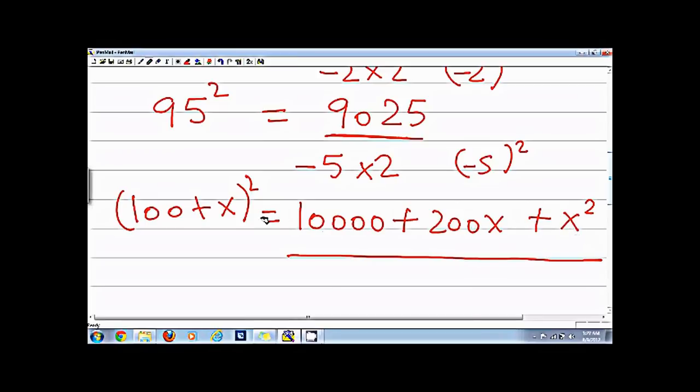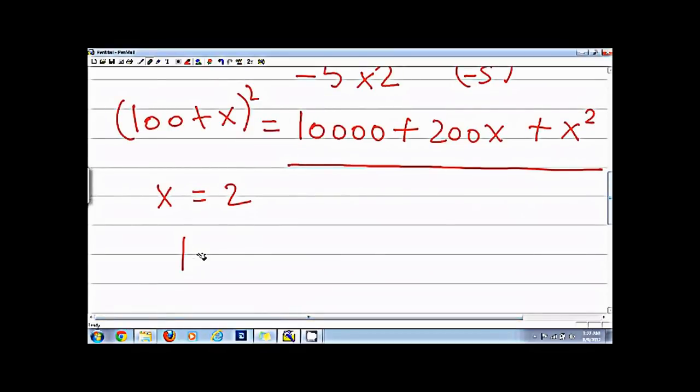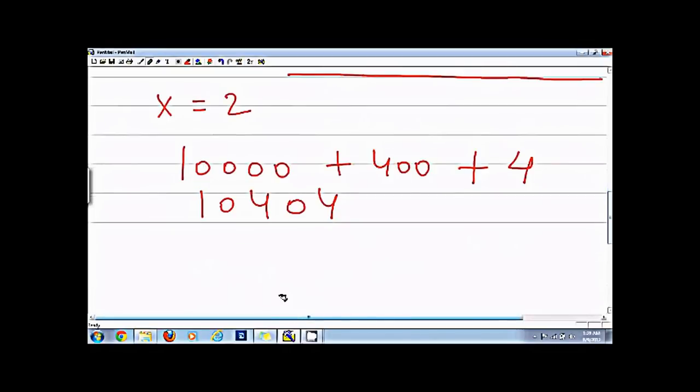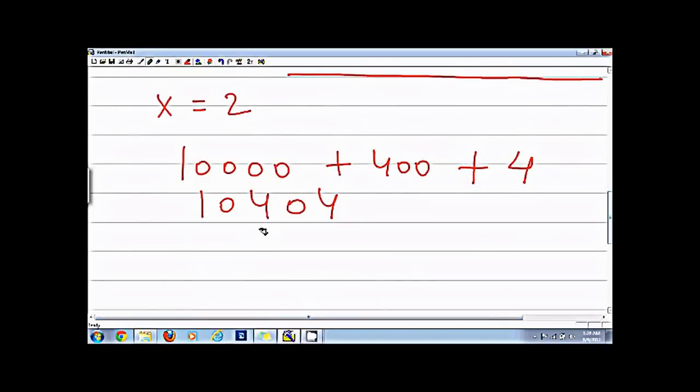So if x is equal to 2, then what I'll do is say 10000 plus 400 plus 4, that is equal to 10404. So if you look carefully, this is the same as the trick. So 4 is equal to 2 into 2, and this 4 is equal to 2 square. The same way I told you the trick.